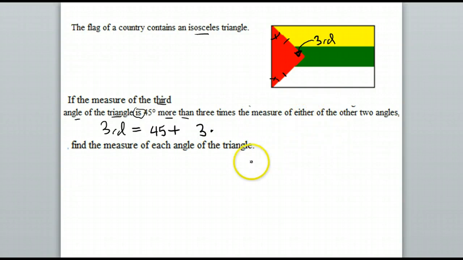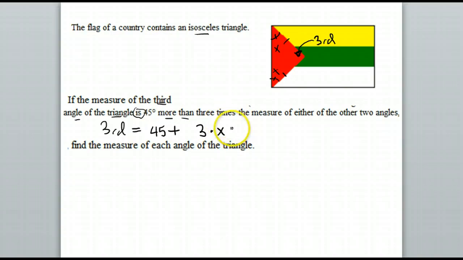Okay. Now we're not told what to use for x here, but what we know the least about are these two angles, these unknown values down here, and that's what we let x be. We're told a little bit about this third one, but we're not really told much about these two. So that means those are my x's. So the third equals 45 plus 3x. Okay. Find the measure of each angle.